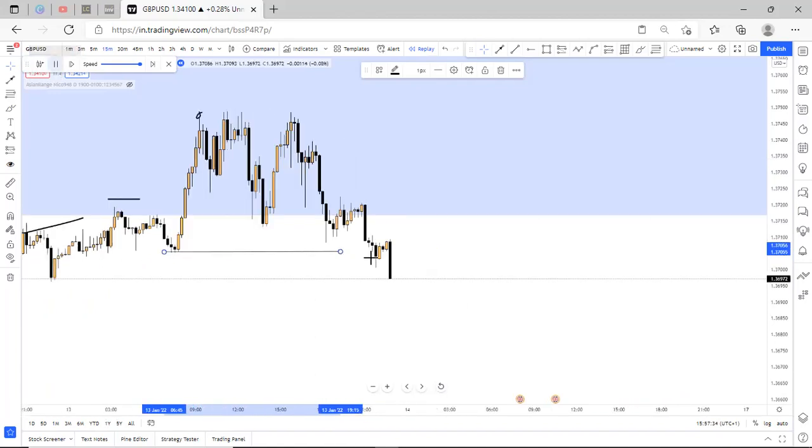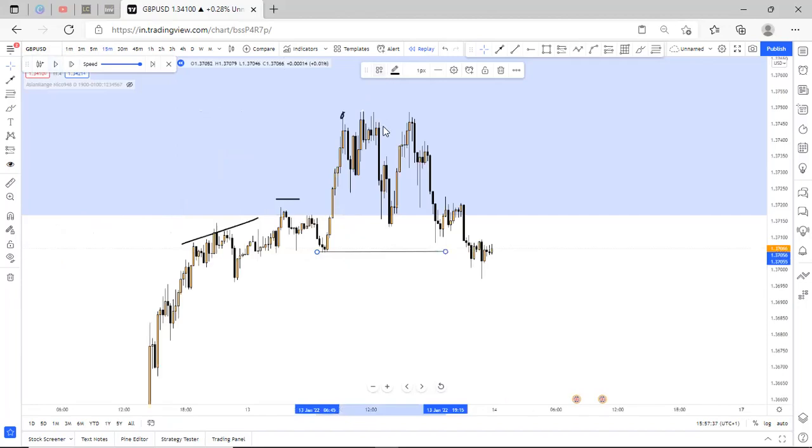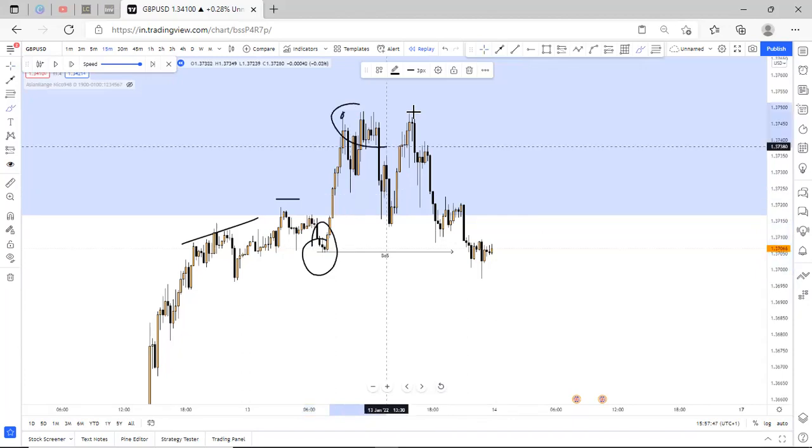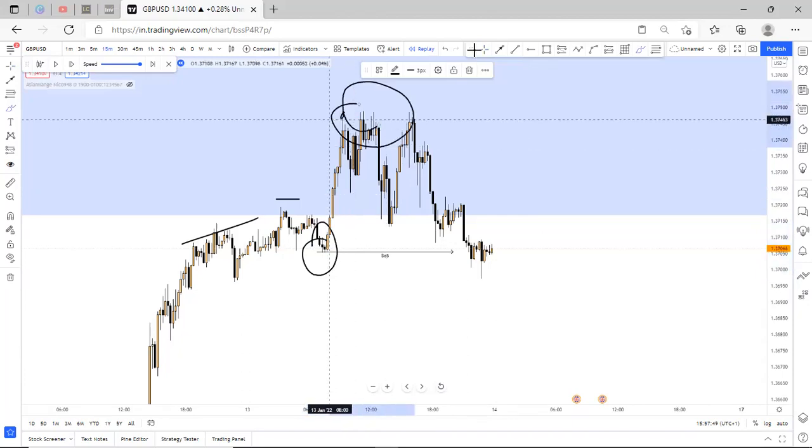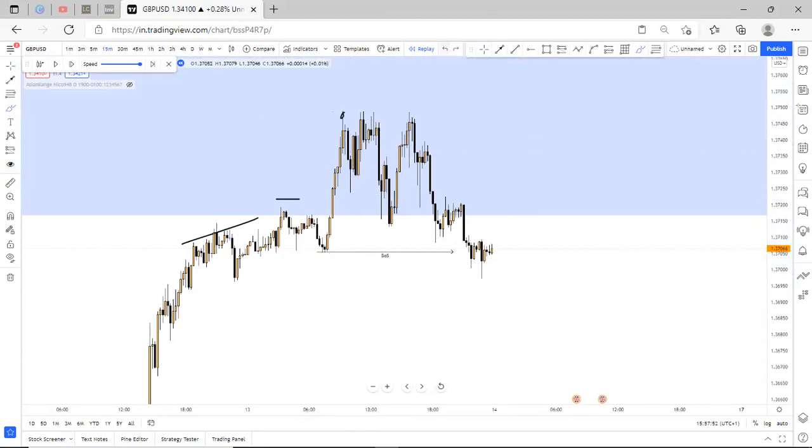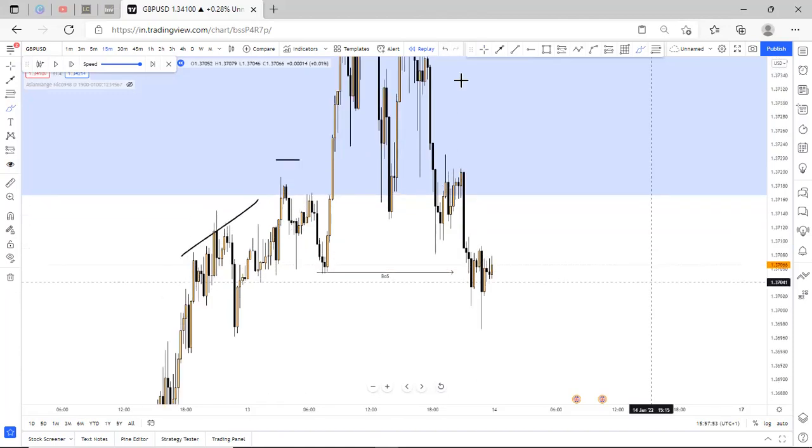And yes, we got the break of structure. So at this point, I know we've confirmed that we are going bearish, okay, because we've broken below the major low that gave us a push into this supply zone. Now that we've broken structure, all I need to do is wait for my supply zone.